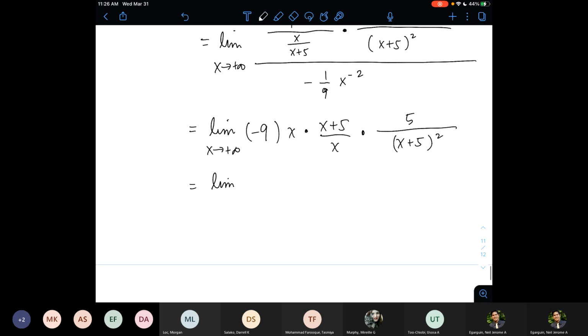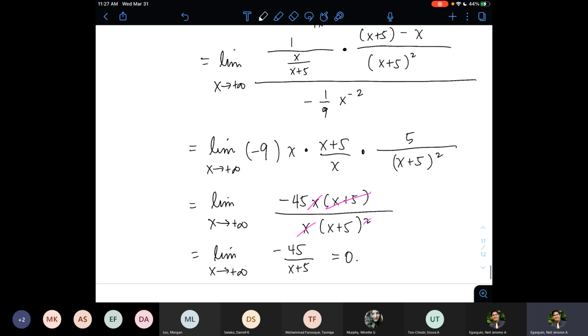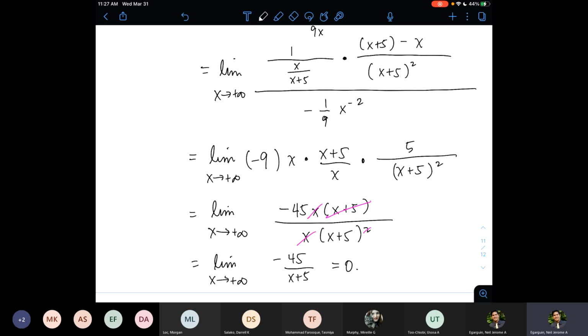So we'll have, on top we'll get negative 45x times x plus 5 all over x times x plus 5 quantity squared as x approaches infinity. Or actually here, what I'm seeing is x will be canceled, x will be canceled, x plus 5 will be canceled by x plus 5 there. So essentially we'll get limit of negative 45 over x plus 5 as x approaches positive infinity. Now what I'm seeing here is that the limit is equal to 0. But you're saying you got minus 45. Let me double check that. Did I miss something?